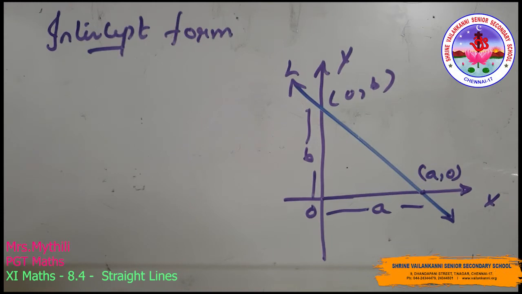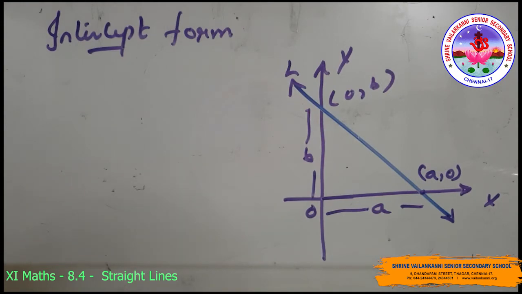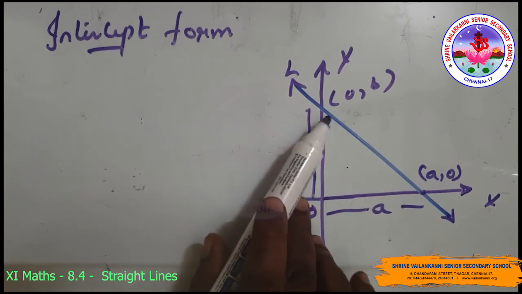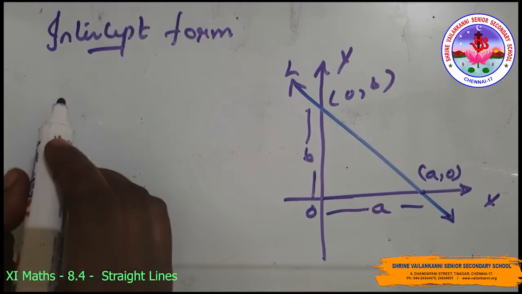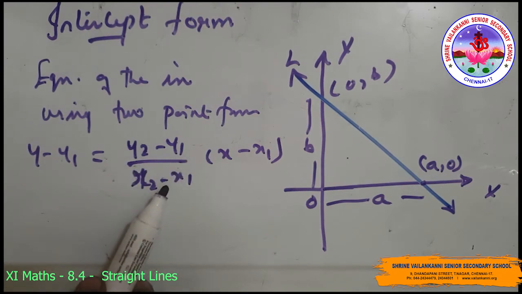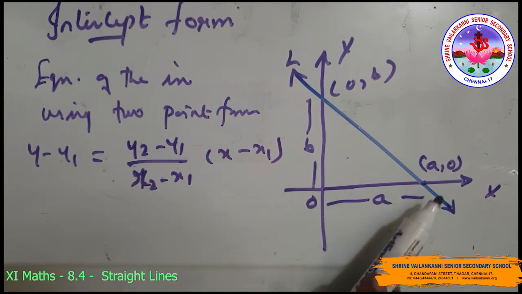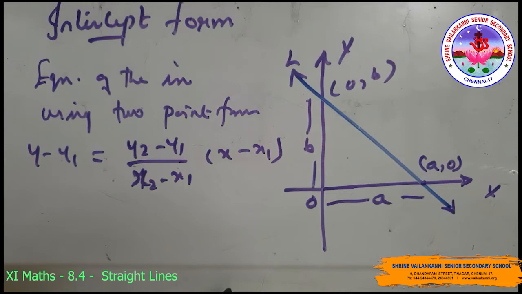Hello children, intercept form. Suppose a line L makes x-intercept a and y-intercept b on the axis. L meets the x-axis at the point (a, 0) and the y-axis at the point (0, b). By the two-point form of the equation of the line, y minus y1 is equal to (y2 minus y1) by (x2 minus x1) into (x minus x1). Here the points (x1, y1) are (a, 0) and (x2, y2) are (0, b).